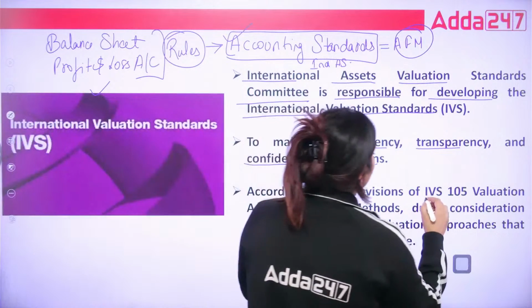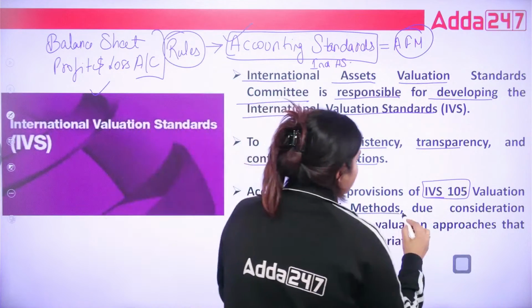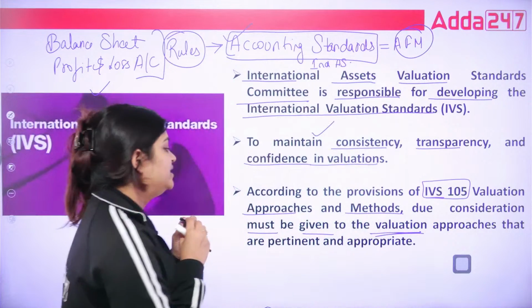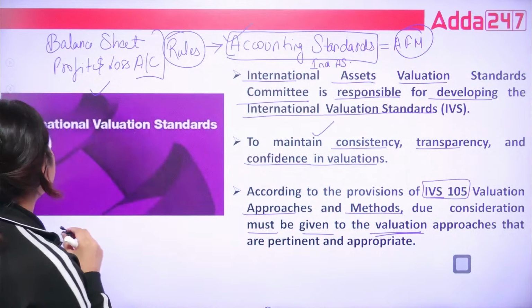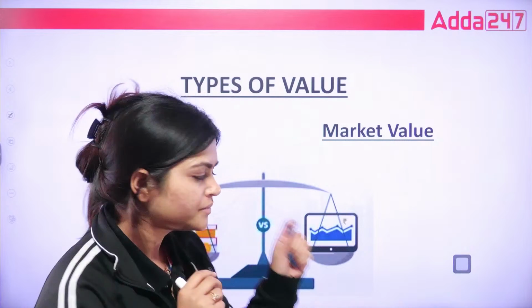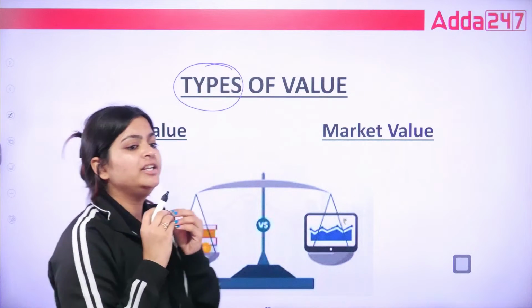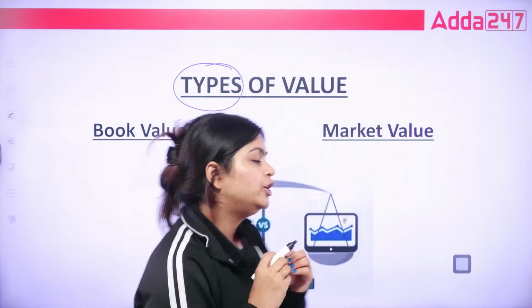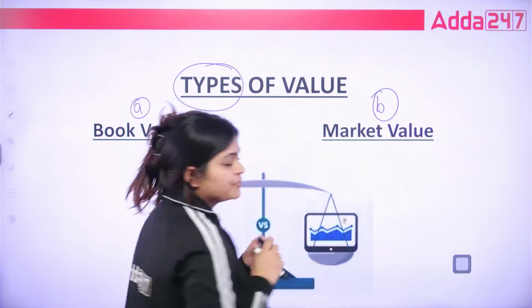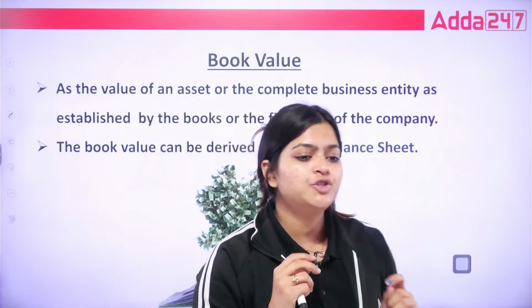Now, according to the provisions of IVS 105, valuation approaches and methods, due consideration must be given to the valuation approaches that are pertinent and appropriate. So this is the meaning and definition of your IVS 105. Now, coming to the important types of value. What are the important types of value we have? There are two types, basically the book value, and second one is your market value. So let's start with the first one, that is your book value.